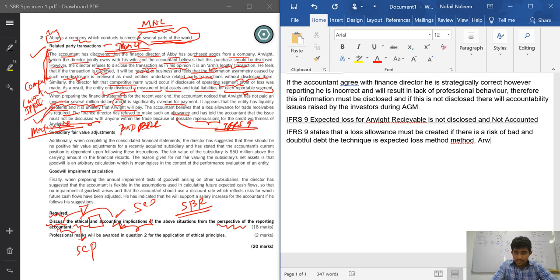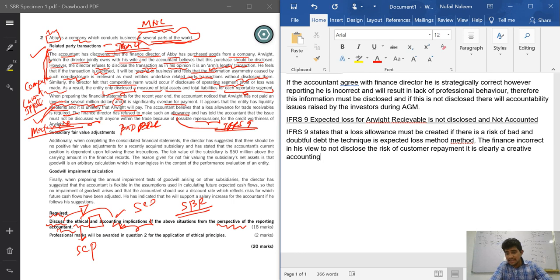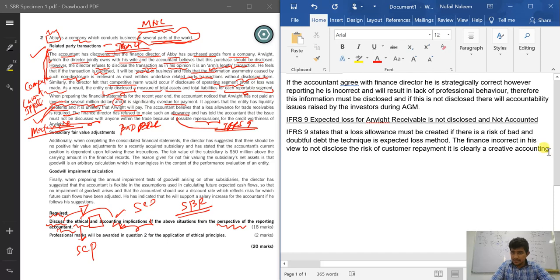Now I am coming to the finance director. The finance director is incorrect. I am directly saying the finance director is incorrect in his view to not disclose the risk of customer repayment. It is clearly creative accounting. Please keep that in mind, students. It's clearly creative accounting.